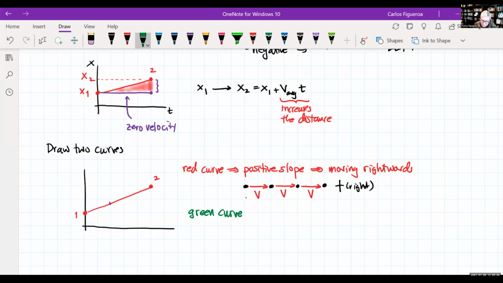When you look at the green curve, what you're going to see here is that this curve is actually much steeper. This is point 3 and this is point 4. So when I draw this curve, it looks like this here. But wait a minute, you could see that this slope is negative. If this slope is negative, then this implies that it's now moving leftwards.